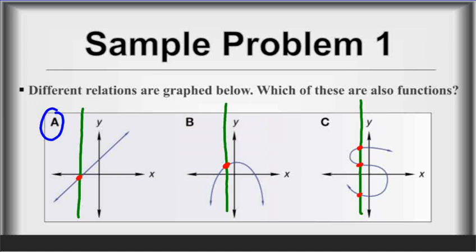Well, A is a function because it only crosses it once right here. B is a function because it crosses it only once right there. C is not because it crosses the graph here, here, and here. The vertical line can only cross the graph in one place.